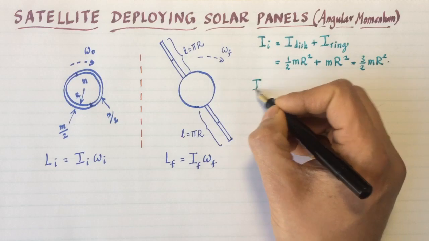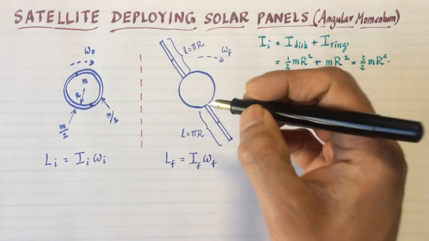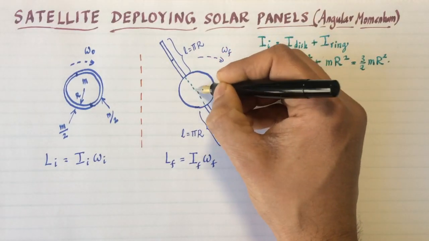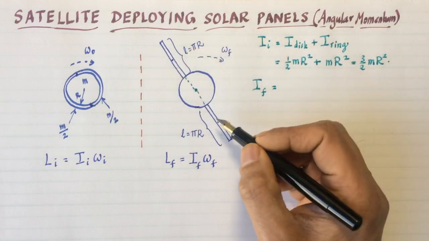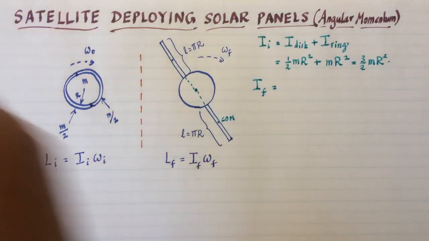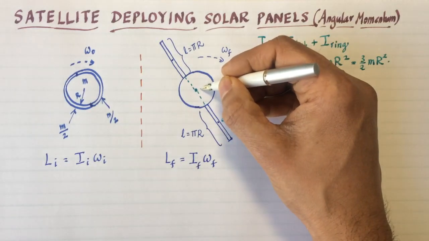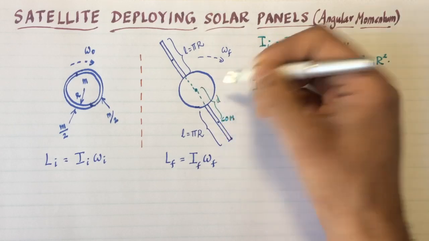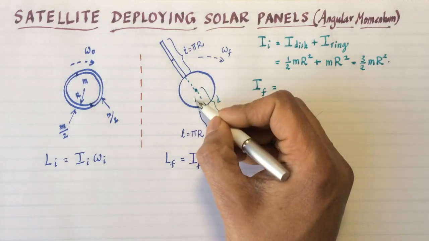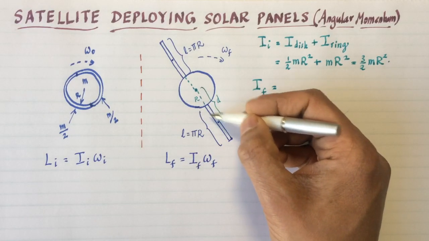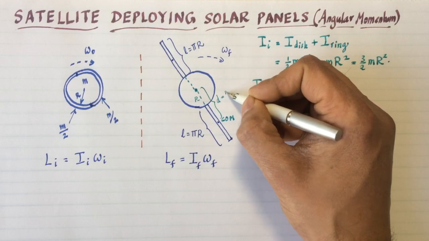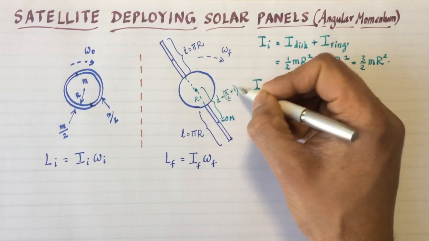The final moment of inertia is a little bit more involved because you have to remember that the parallel axis theorem has to be used for these two solar panels. Their center of mass is now located some distance away from the axis of rotation, and it's that distance d that we have to figure out. By just looking at it, you can see that d must be equal to r plus half of that solar panel length. So d is going to be pi over 2 plus 1 times r.